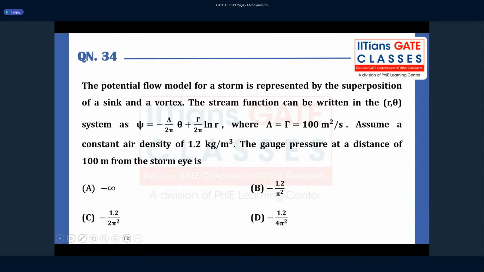Yeah. So this is the next question. Let's read. The potential flow model for a storm. You have a storm which is represented by the superposition of a sink and vortex, where the stream function can be written like this, an addition of the stream function of sink and the vortex. Assume a constant air density, so it's an incompressible flow. What they are asking you is the gauge pressure at a distance of 100 meter from the storm eye.